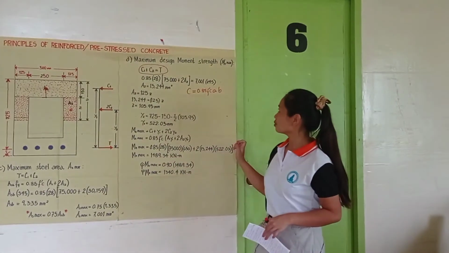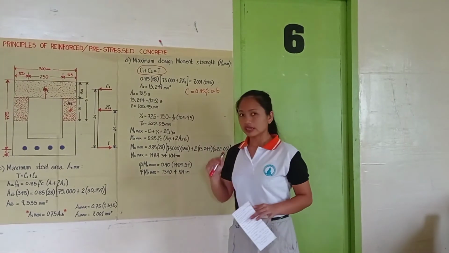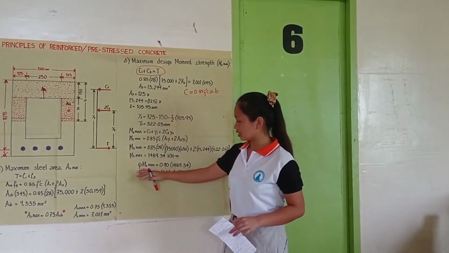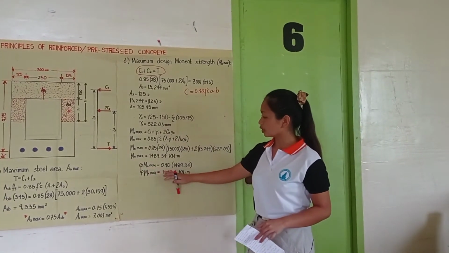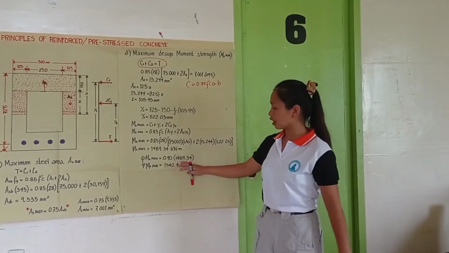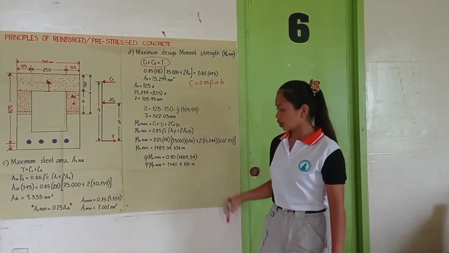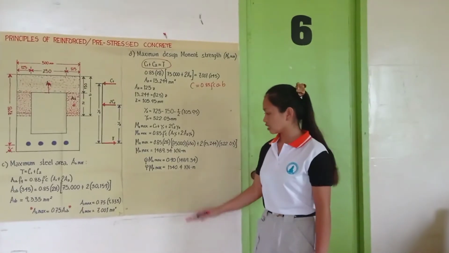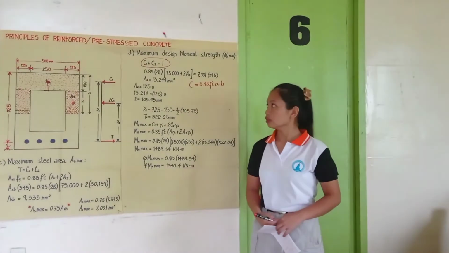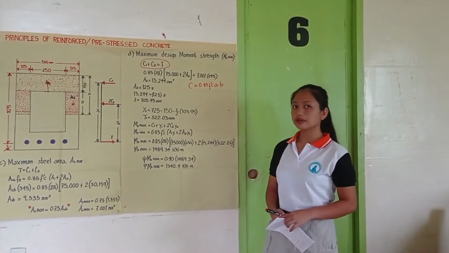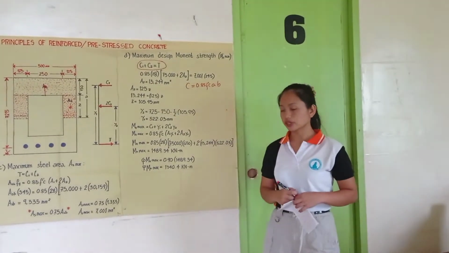Another mistake, this is not the answer yet. This is not the maximum moment strength, and I'm sorry that I have repeated my mistake. So for the real maximum moment strength, we will use this formula: phi Mn max is equal to 0.90 times 1,489.34, just substituting Mn max. So our answer is 1,340.4 kilonewton meters. That is our maximum design moment strength, and that is the answer for the question of letter D.